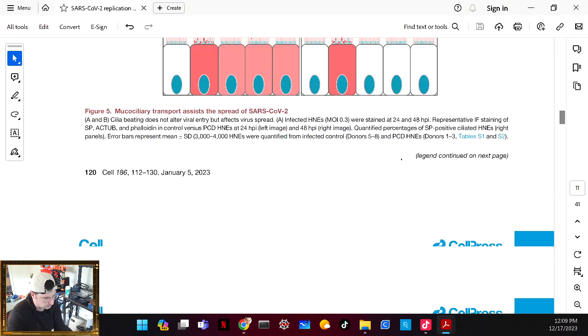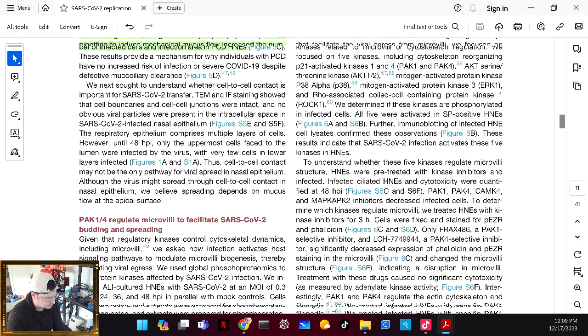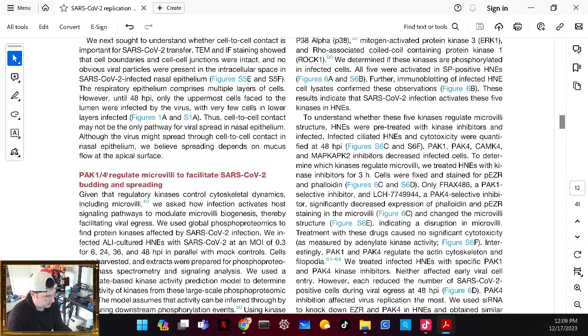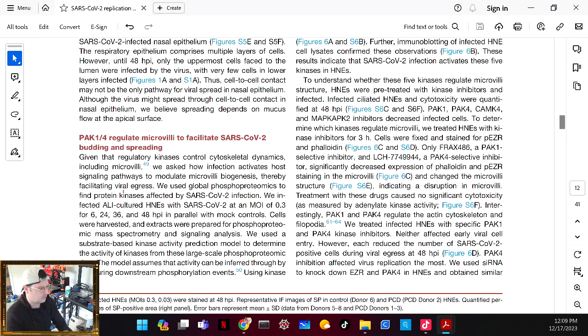That's an early figure. We are past that. Here we go. Given that regulatory kinases control cytoskeletal dynamics, including microvilli, we asked how infection activates host signaling pathways to modulate microvilli biogenesis, thereby facilitating viral egress. That's just when the virus goes out.